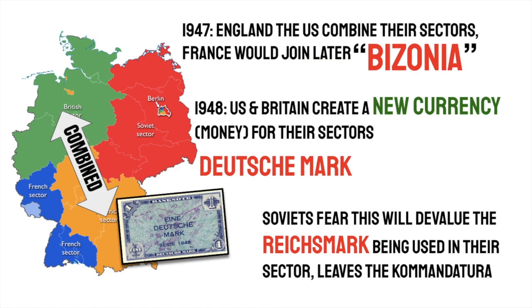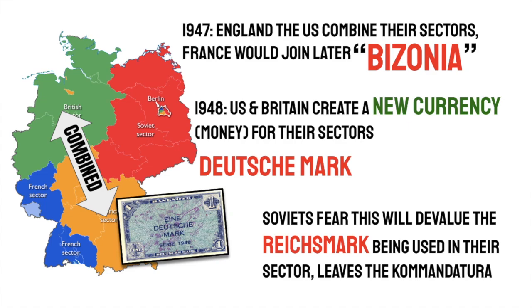So in 1947, England, the United States, and eventually France are going to make a choice that's going to set the stage for the beginning of this Berlin blockade. It involves the currency that was being used in Germany, which was the Reichsmark. So the British, the Americans, the French are going to combine their sectors' currency to stabilize it, right?